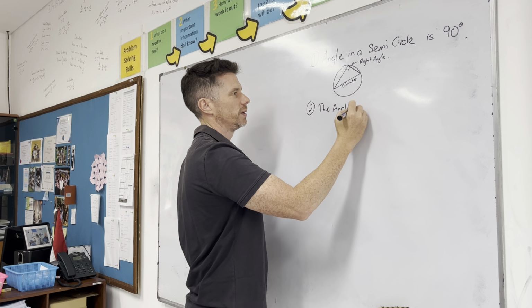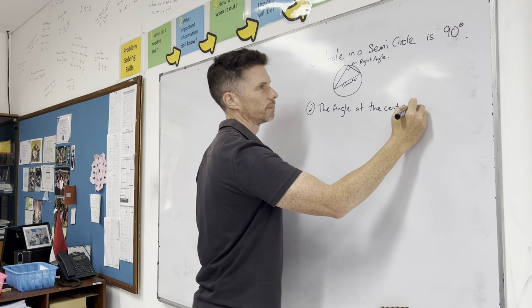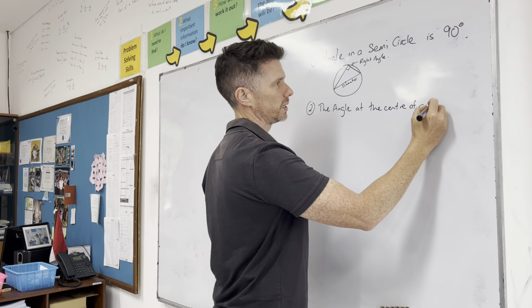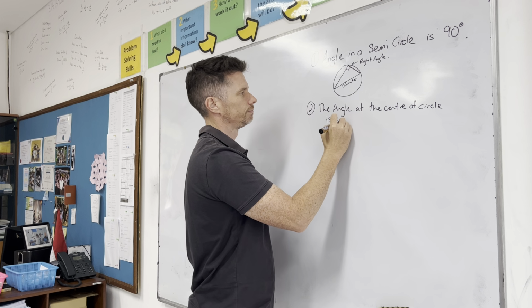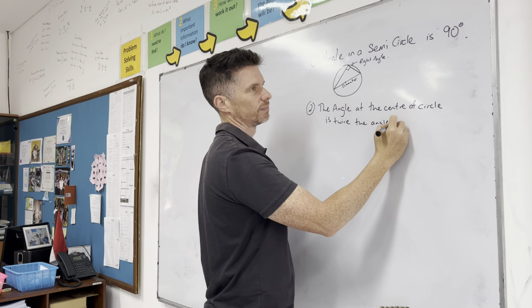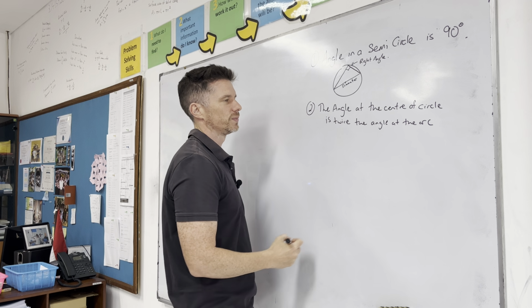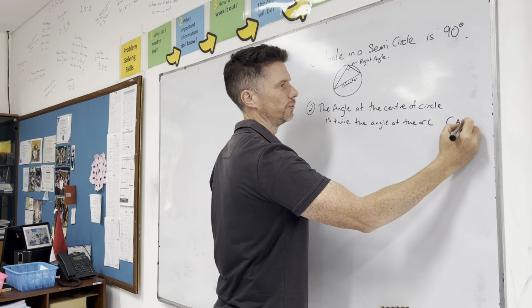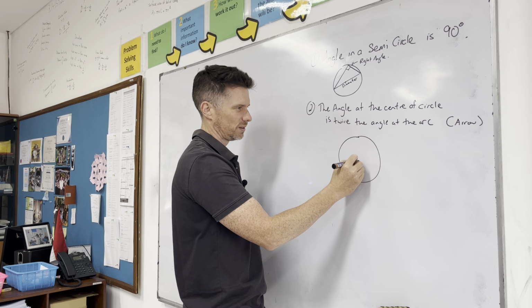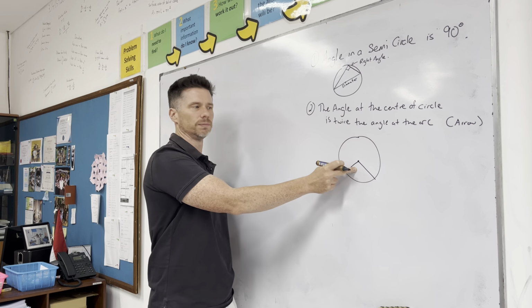This is kind of a follow-on. The angle at the center of a circle is twice the angle at the edge, a very long way of saying something. This is called the arrow rule, if you want to remember it that way. So we have a circle. We make an angle at the center. So we make this angle here. We're looking at that angle.